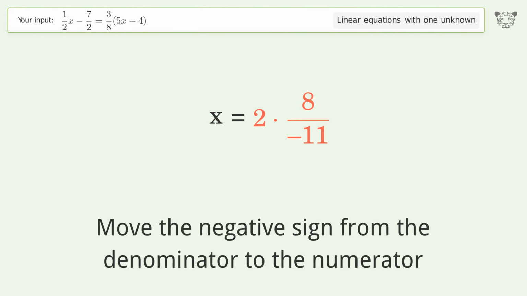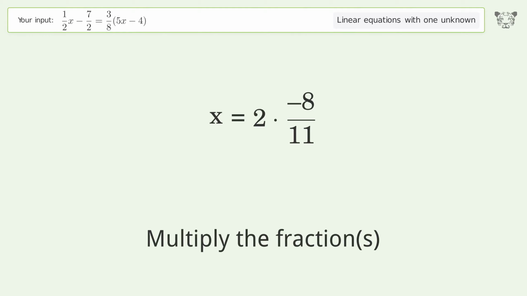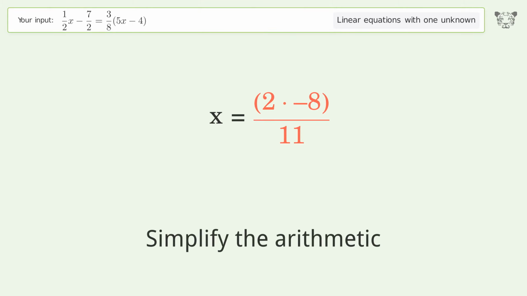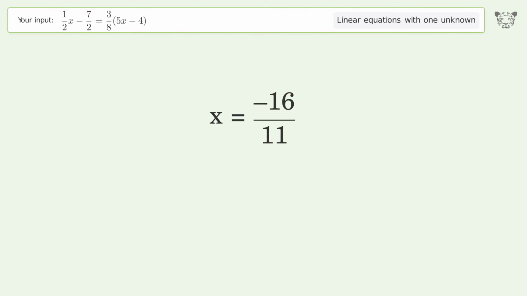Move the negative sign from the denominator to the numerator. Multiply the fractions. Simplify the arithmetic. And so the final result is x equals -16/11.